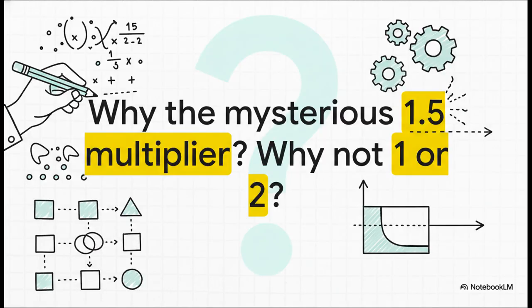Okay, but wait a second. Why 1.5? I mean, this is something that gets a lot of people. It kind of feels like a number someone just pulled out of thin air, right? Why not 1? Why not 2? Well, believe it or not, there's some really elegant math hiding behind that number.